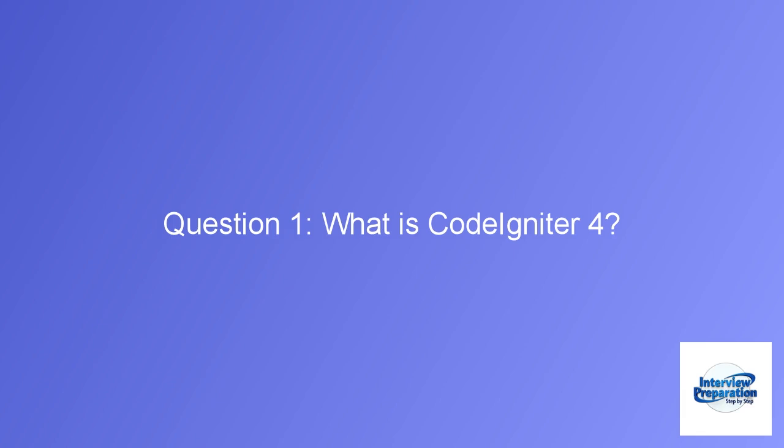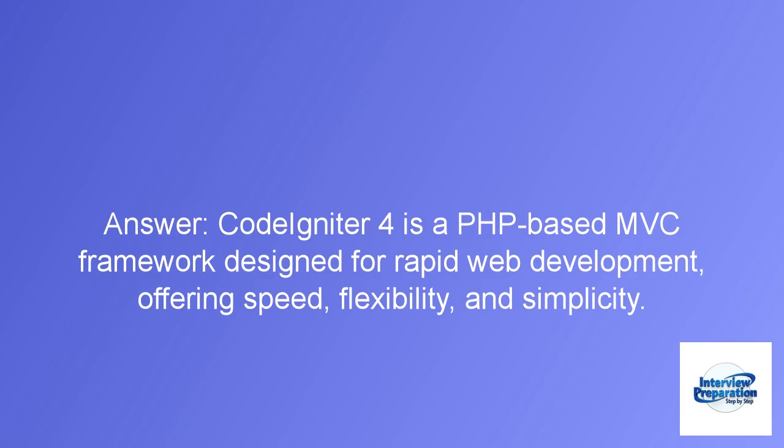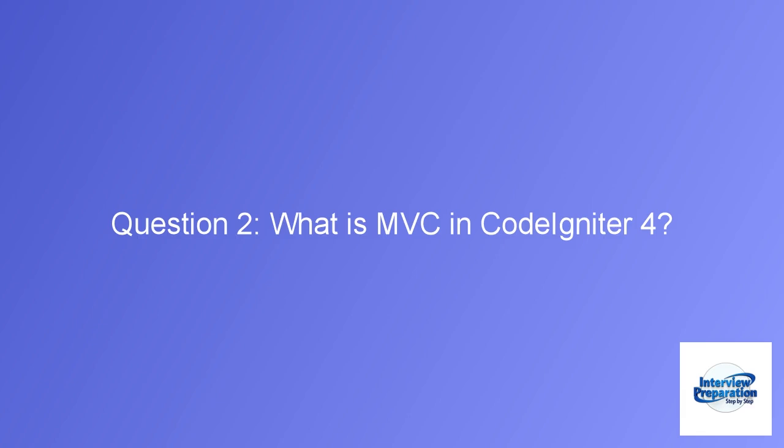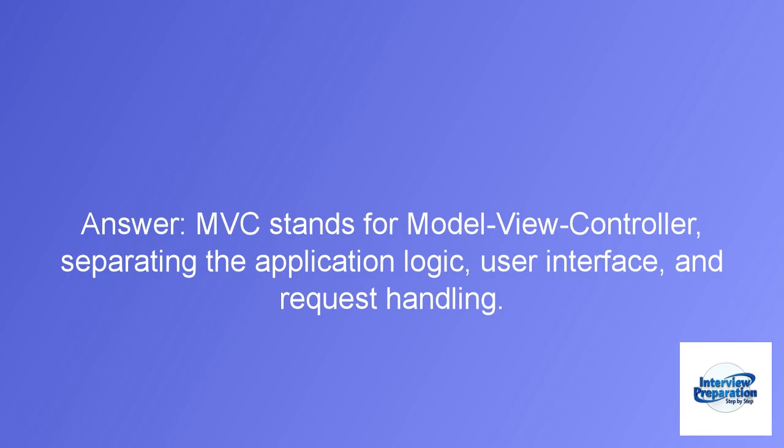Question 1. What is CodeIgniter 4? Answer. CodeIgniter 4 is a PHP-based MVC framework designed for rapid web development, offering speed, flexibility, and simplicity. Question 2. What is MVC in CodeIgniter 4? Answer. MVC stands for Model View Controller, separating the application logic, user interface, and request handling.